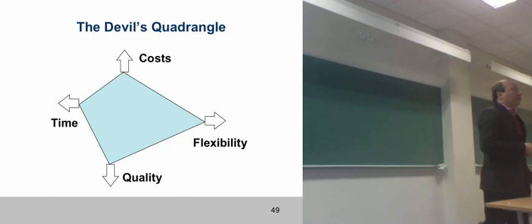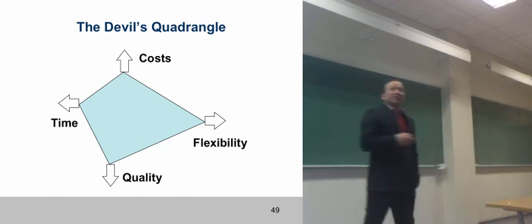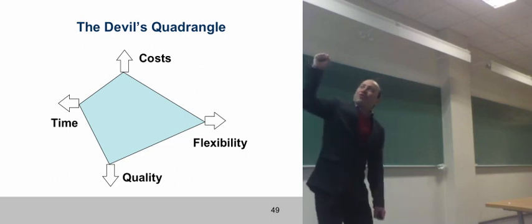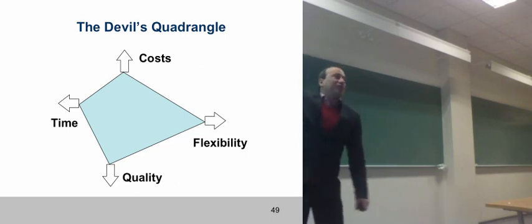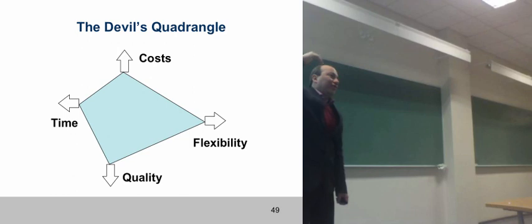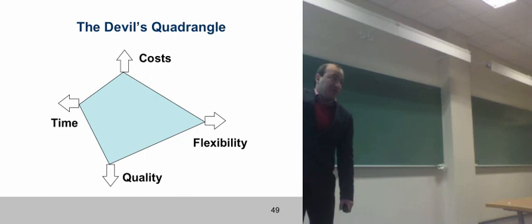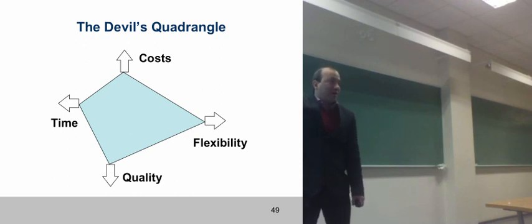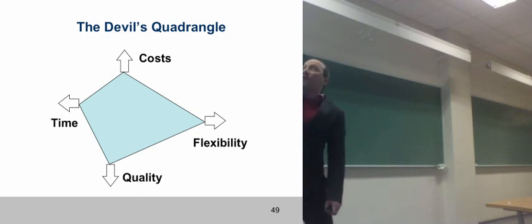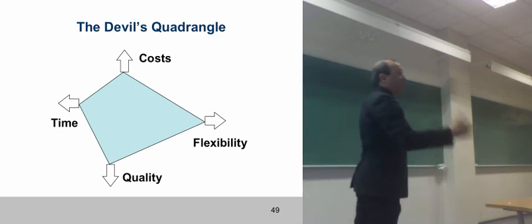Don't get scared. The devil's quadrangle is a quadrangle where when you pull in one direction, it pulls in the opposite direction. So if you try to make your process faster, oftentimes it will make it more expensive. If you try to make it cheaper, it will become slower. Or if you try to reduce the error rates, meaning improve quality, you actually make it slower or more expensive.